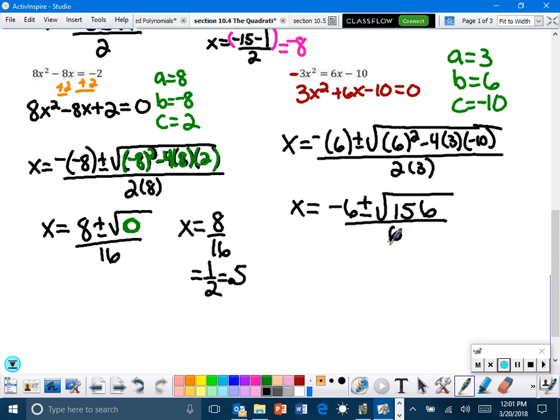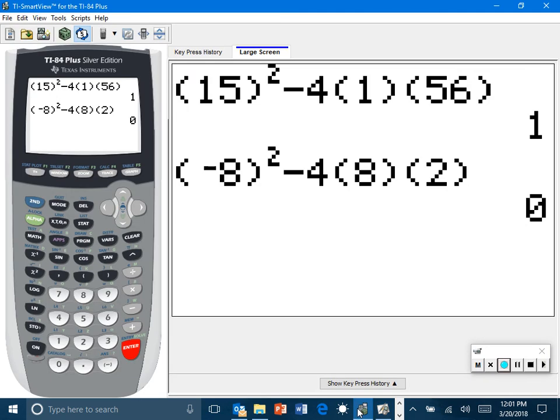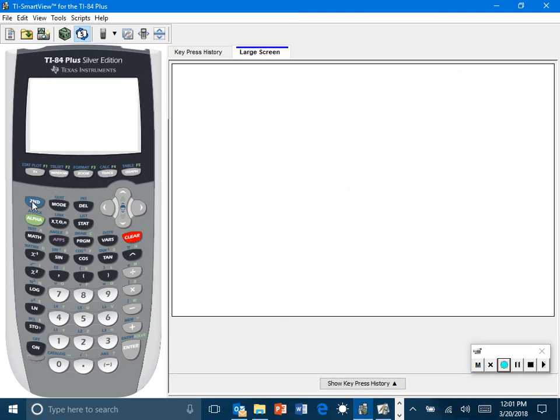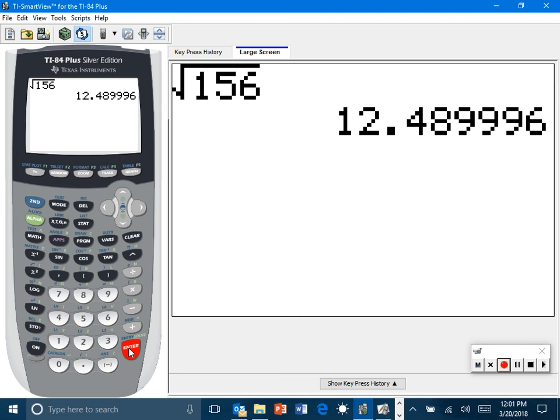Now, 156 is not a perfect square. And it's positive, so there's two answers. 156 was positive, so that's telling me there are two real solutions. And if I take the square root of 156, I'm going to round it to one decimal place. So I'm going to use 12.5.